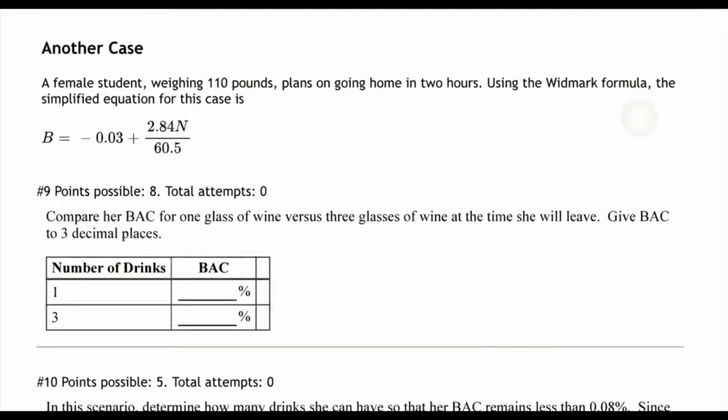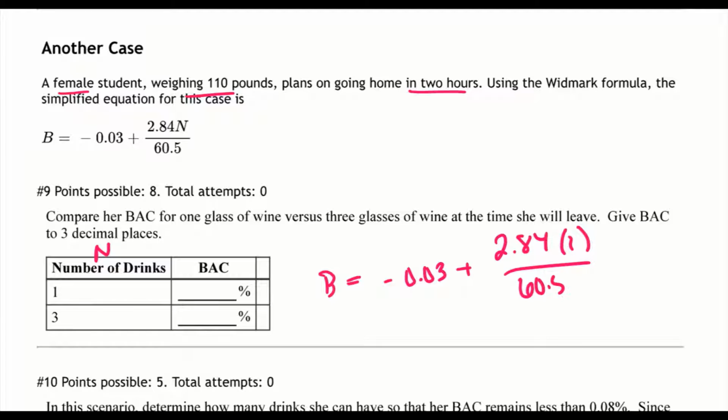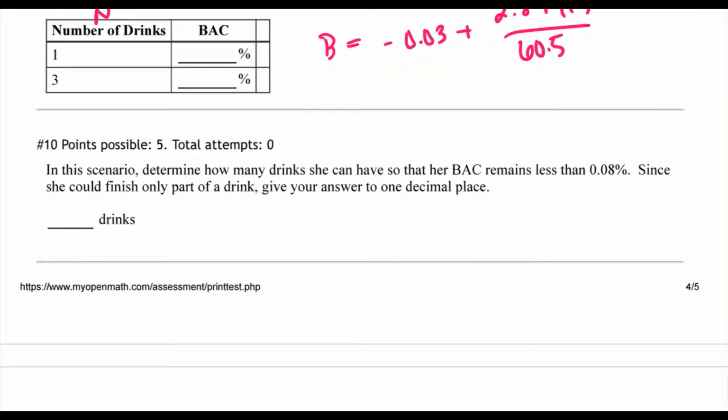So the next set of questions ask you to consider a different scenario. This time a female student who plans on leaving a get-together in 2 hours, and she weighs 110 pounds. So using that equation, we can figure out how many glasses she can drink in order to leave the party or whatever she's at while still being below the legal limit for driving. So if she drinks 1 drink, we'll plug that in, and then we'll find her blood alcohol level.